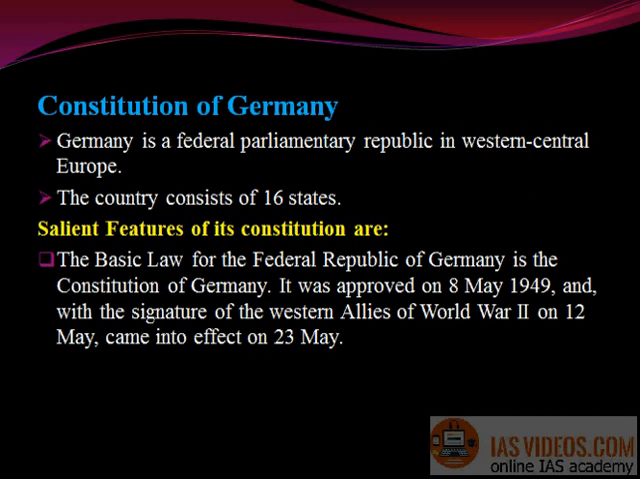Constitution of Germany. Germany is a federal parliamentary republic in Western Central Europe. The country consists of 16 states. Salient features of its constitution are: the basic law for the Federal Republic of Germany is the Constitution of Germany. It was approved on the 8th of May 1949, and, with the signature of the Western Allies of World War II on the 12th of May, came into effect on the 23rd of May.